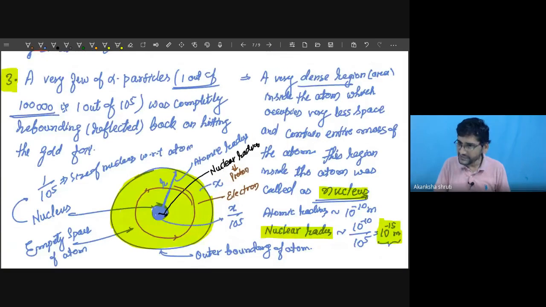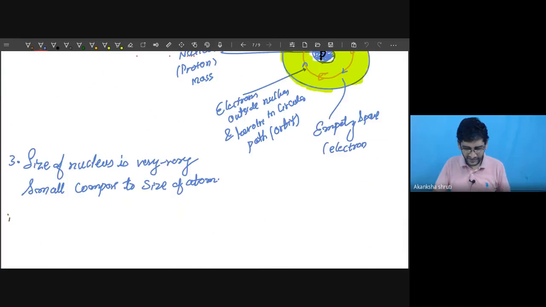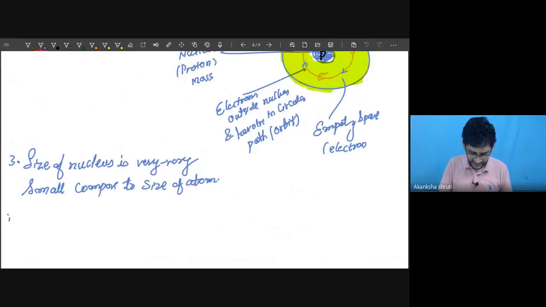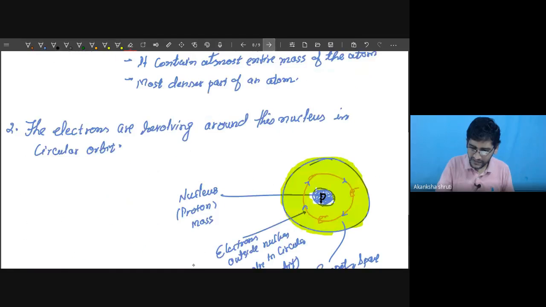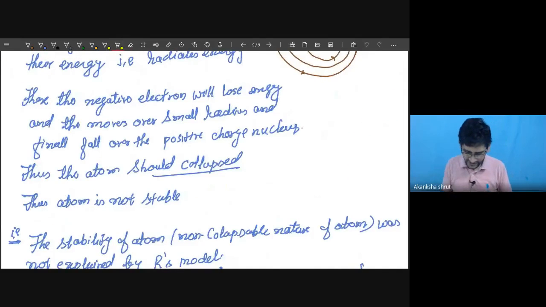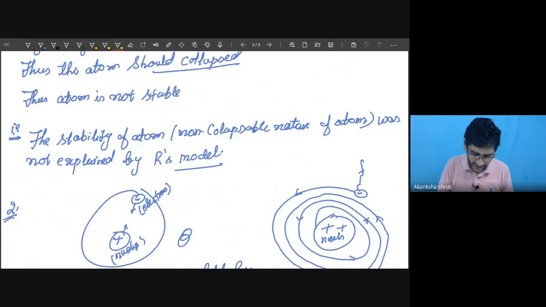The model was like this. The nucleus, which is very heavy and very small in size, at the center, electron is revolving around it. So based on this, the model was given: nucleus, nuclear size, and how the electron is present in the atom. But he could not explain certain features like why the atom is stable. So this was the major drawback. The stability of atom was not explained by Rutherford.